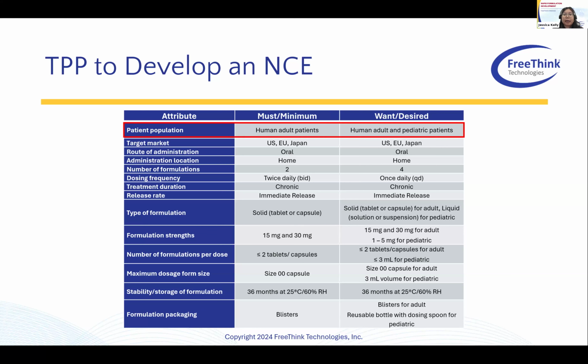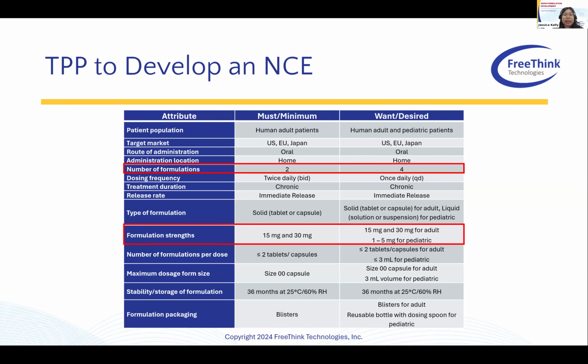So let's take a look at the TPP. If we look at the patient population attribute, we can see here that we must at least develop a product for human adult patients. However, we know that this chronic disease affects pediatric patients as well. So it would be beneficial to have a product that works for that population. And in some instances, another motivation would be that for some new chemical entities, there may also be legislation that could require development of a pediatric product or at least a pediatric plan in parallel to the adult product.